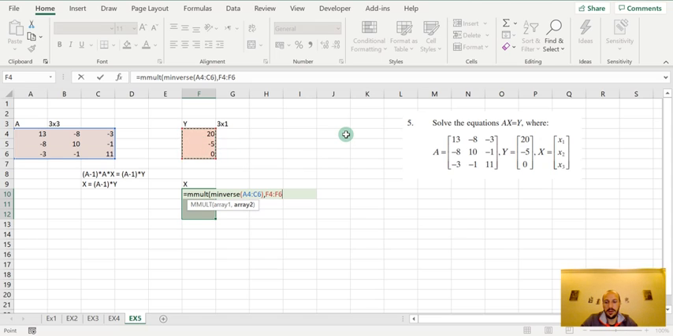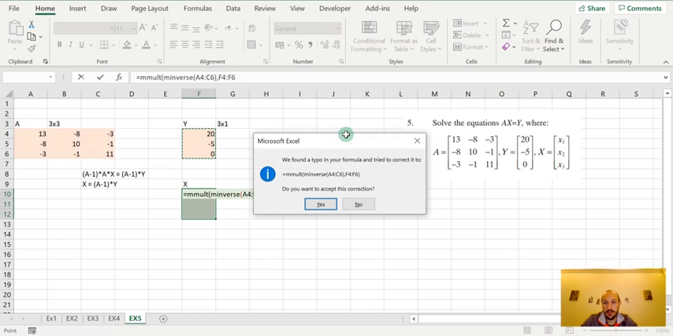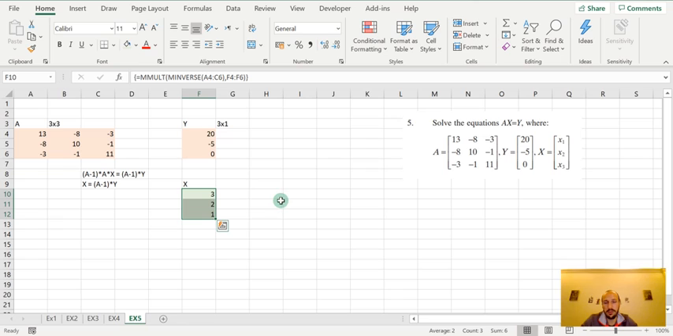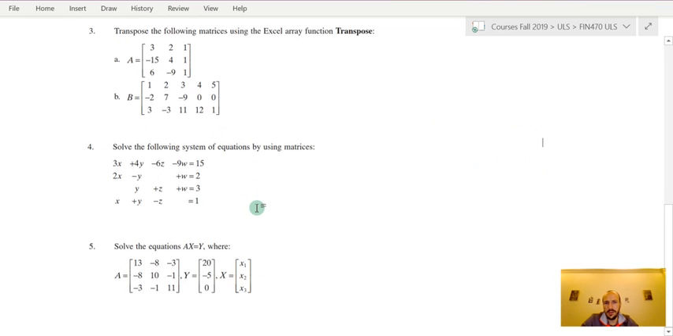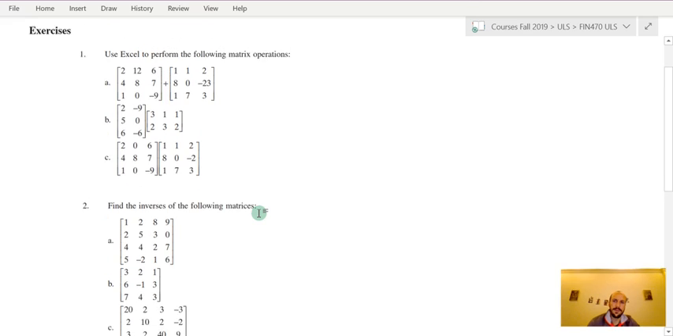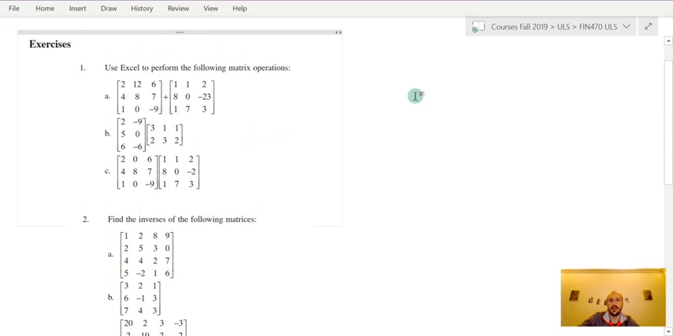And now we can press Ctrl Shift Enter. There is a wrong typo, but it's okay. 3, 2, 1 are the values of x1, x2 and x3. So these x1, x2 and x3 are the 3 values we were testing. Okay, I think that's it for the exercises of this chapter.